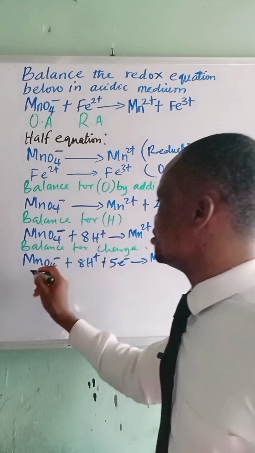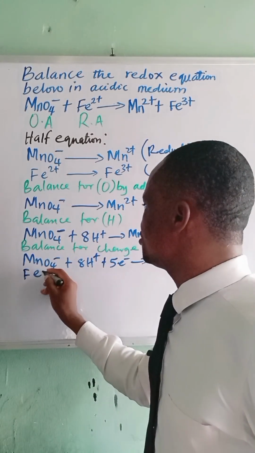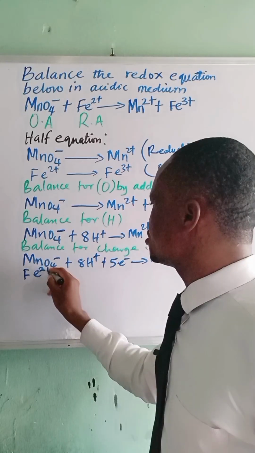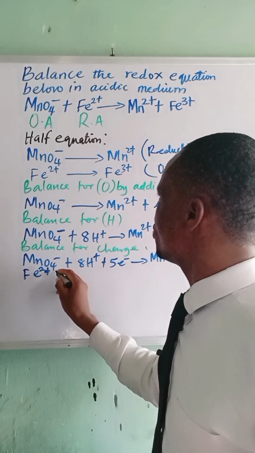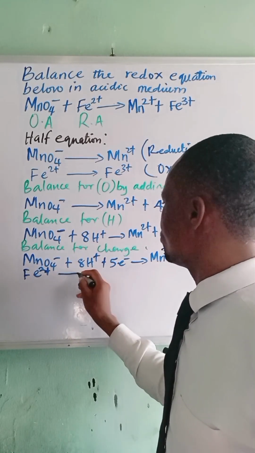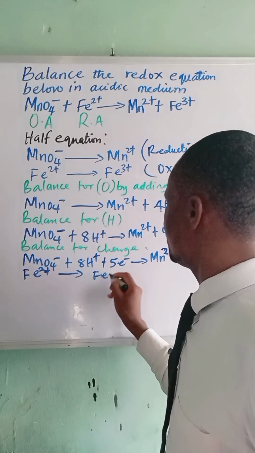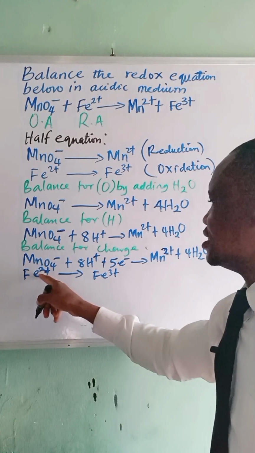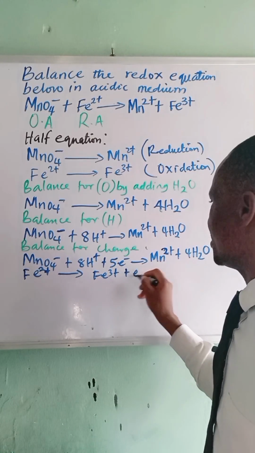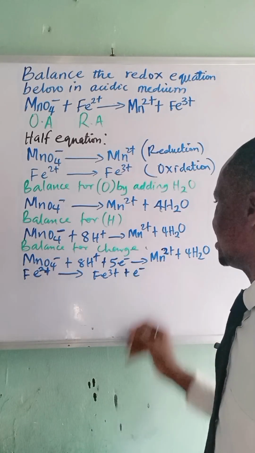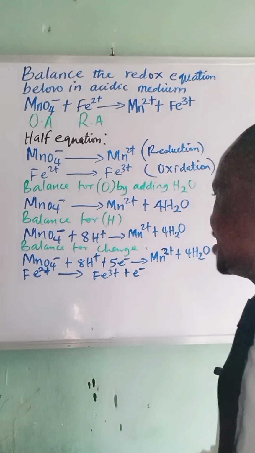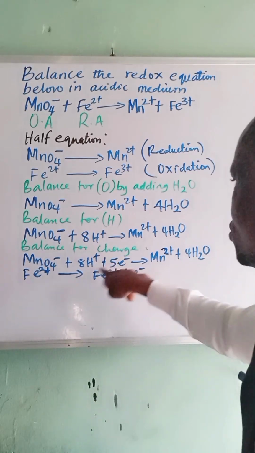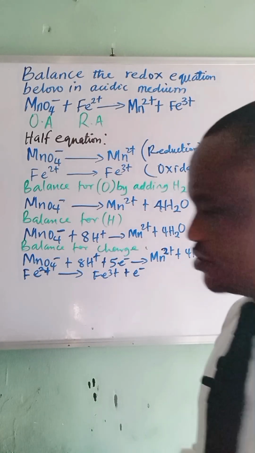Let's bring iron in now. Fe2 plus to give us Fe3 plus. The difference here is 1, so add 1 electron here. That is 2 and 2. The charge is balanced on each of the half reactions.